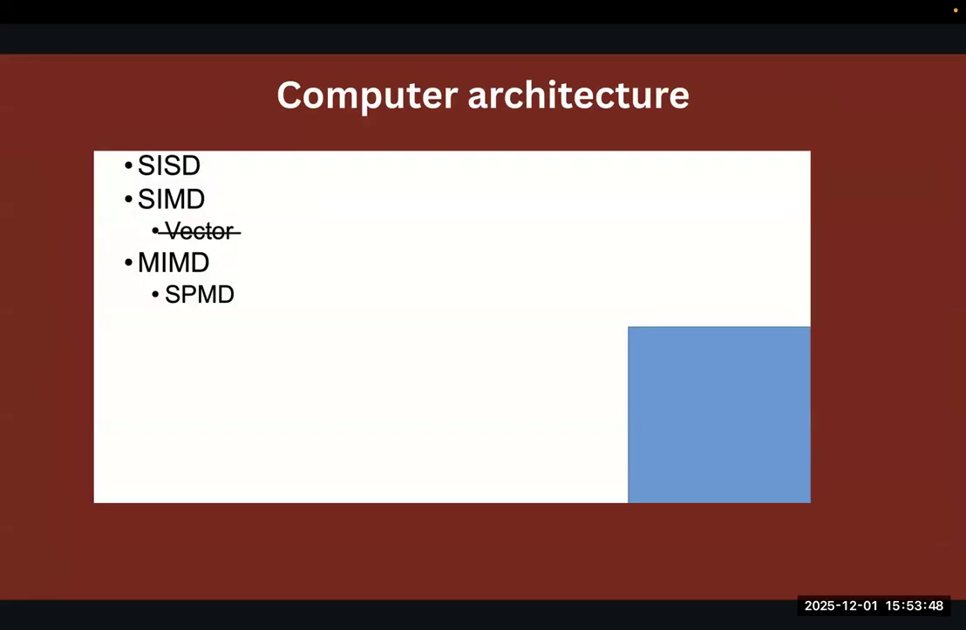Then we have MIMD, which is multiple instructions operating on multiple data streams. It is used in modern multi-core systems. Then we have SPMD, which is a special case of MIMD, where each processor runs the same program but on different data.